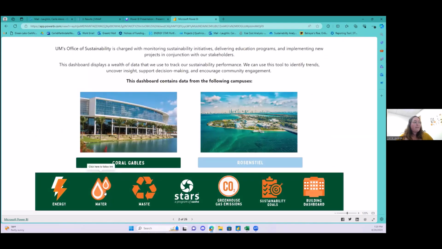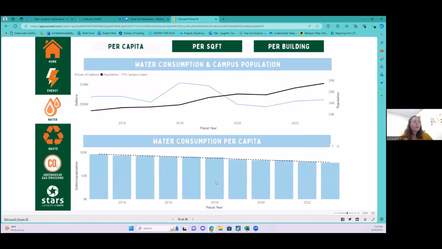Another use we have is tracking our water consumption. This is something that we can also look at per capita, per square footage, and per building. And again, this allows us to see that, while our water usage does appear to be increasing a little bit from this dip that we had, generally, we're seeing a pretty good trend of reducing our water consumption, even though we're bringing in more and more students on campus.